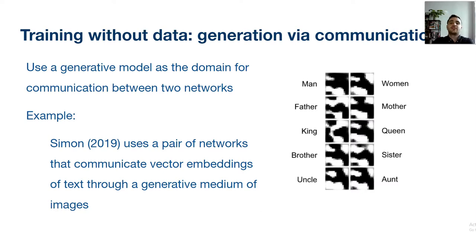A different approach is generation via communication, or maybe we should call it communication via generation, because we have two networks that are communicating to each other via a generative medium. So Joel Simon, in his work Dimensions of Dialogue, uses a pair of networks, one generator that generates images based on word vector embeddings of a corpus of text or of sentences. And then another network looks at those images and tries to get back what the original word vector would be. And in doing so, you can produce a distribution of images that represent words.